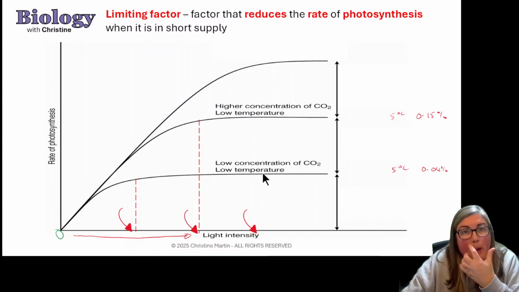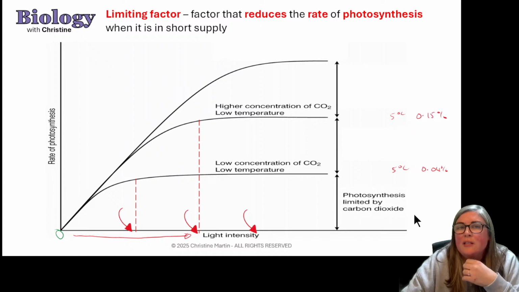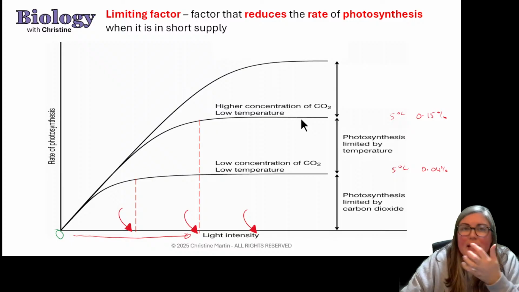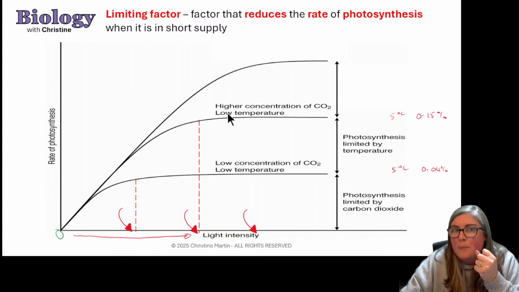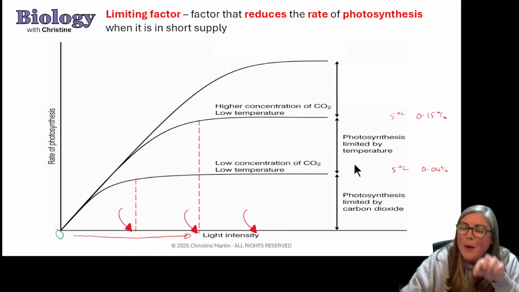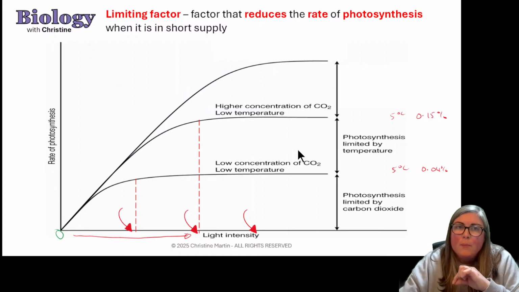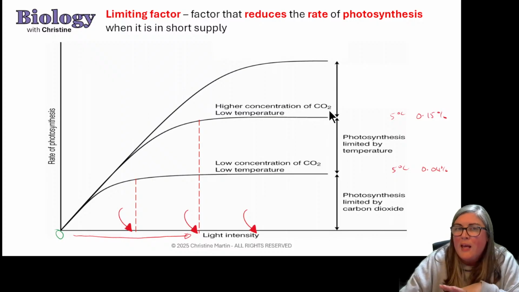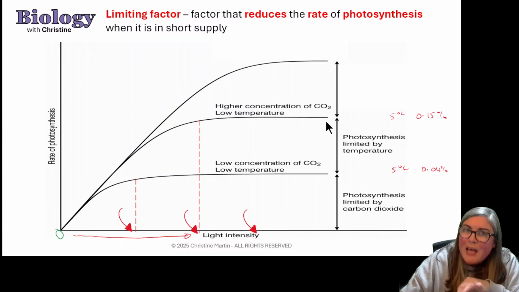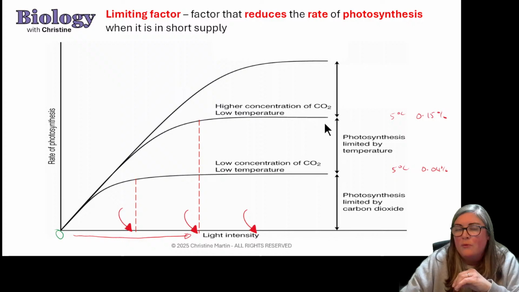plateaued off on this one, what was limiting my rate of photosynthesis? It was the carbon dioxide concentration, because that was low, but the temperature was the same. When I look at the next part, as we start to move up, if I'm increasing my carbon dioxide concentration but I'm plateauing, now temperature is the limiting rate. Because I've increased the carbon dioxide concentration, so carbon dioxide is not limiting my rate anymore. Therefore, the low temperature must be limiting the rate.